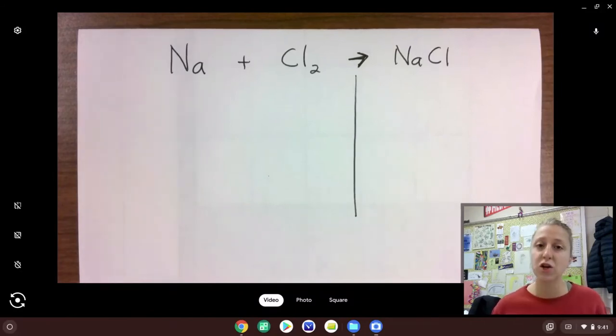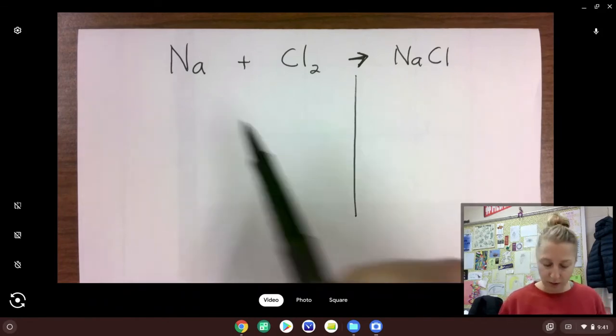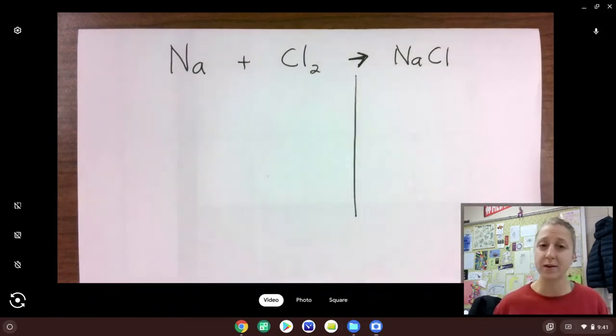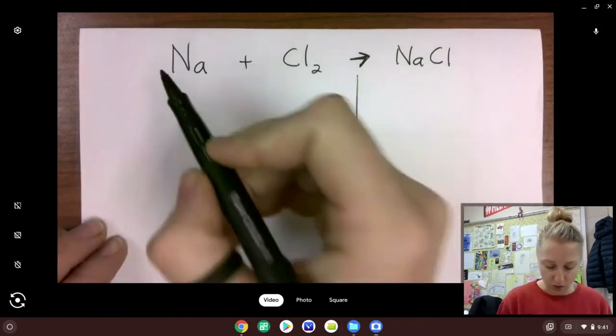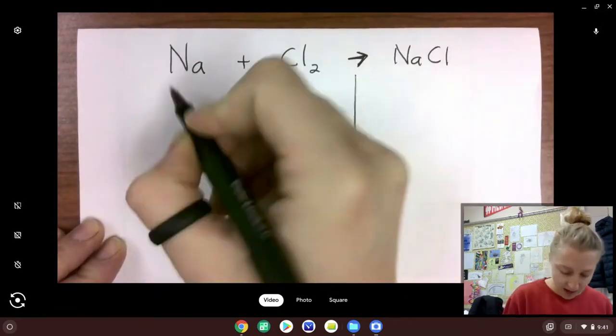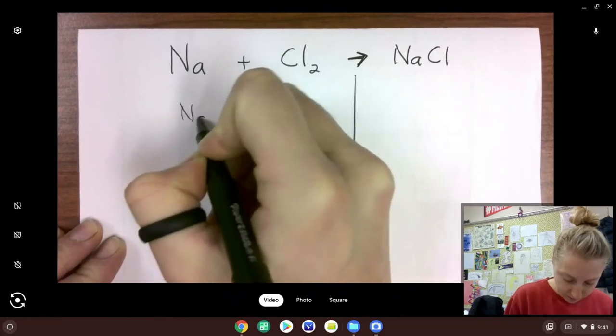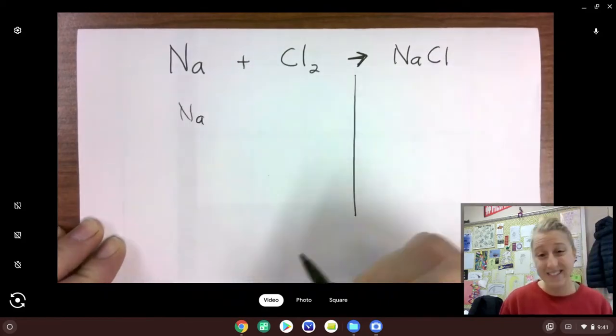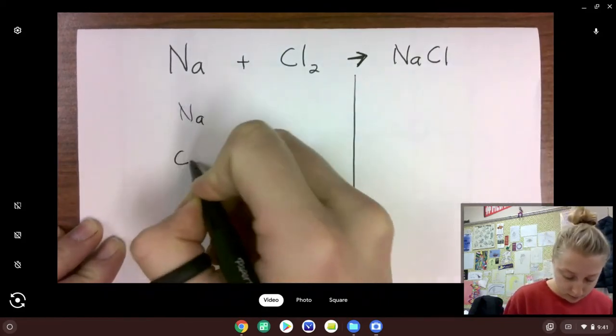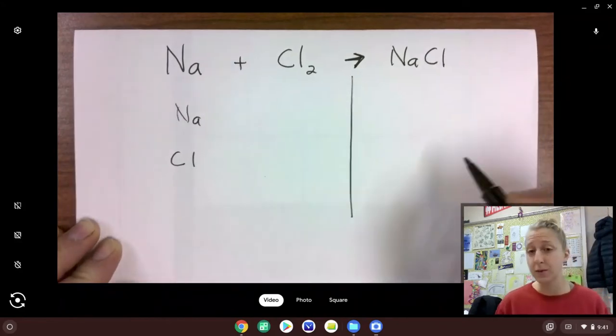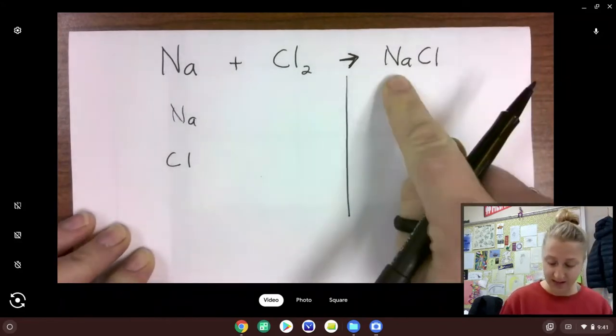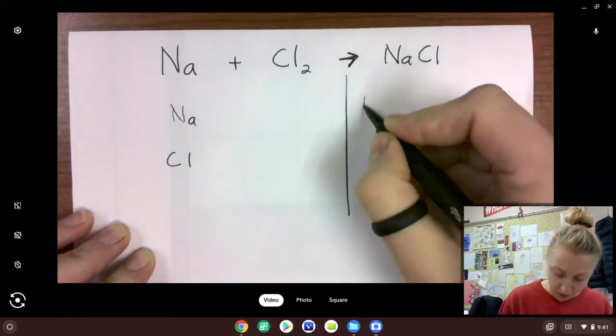The next thing we need to do is, I like to say we list the players. So we figure out what atoms, what elements are involved here, and we list them out. So I see sodium, Na here, so I'll write Na. And I also see Cl. Those are the only two involved. They need to be written on both sides because Na and Cl are also involved over here.